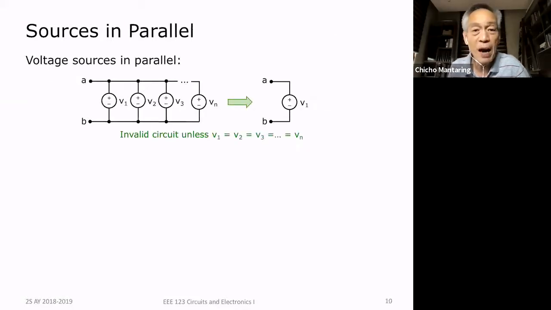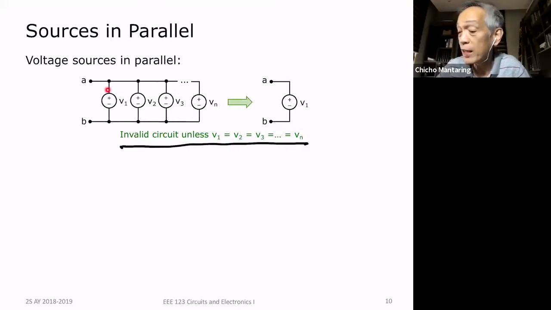What about sources in parallel? If you have voltage sources in parallel, okay, again, the circuit is invalid unless V1 is equal to V2 is equal to V3, which is equal to Vn. All of these voltage sources would have to be equal. So this is the case that I mentioned. I think I might have mentioned it last time.